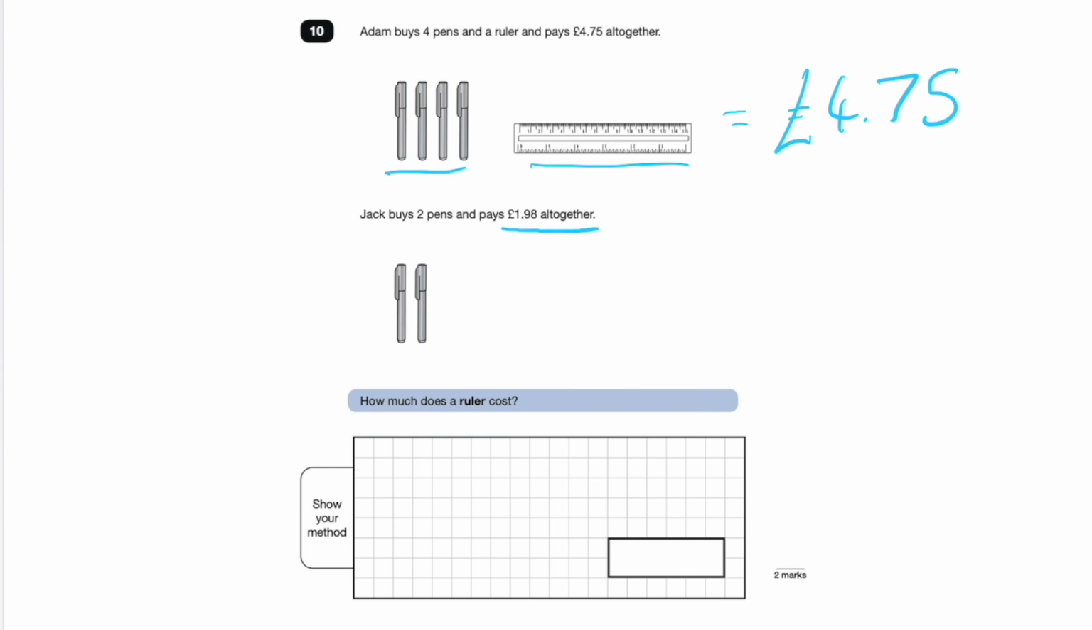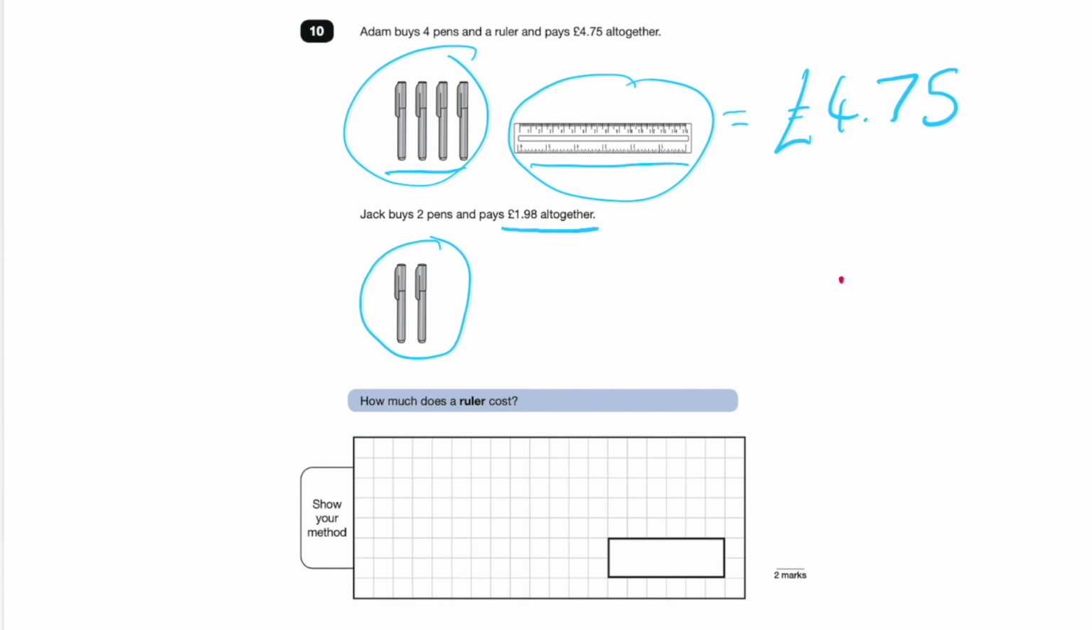Okay, so we've got a little bit of working out to do here. So because Adam has 2 variables, because he's bought pens and a ruler, we're not really going to be able to use Adam to help us find out what each of these values is worth. But Jack has only bought pens, and he bought 2 of them for £1.98. So to find out how much 1 pen is, we can just divide our £1.98, or 198 pence, by 2.